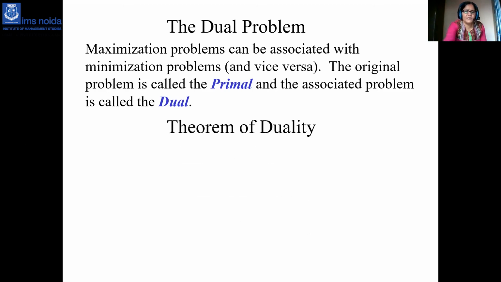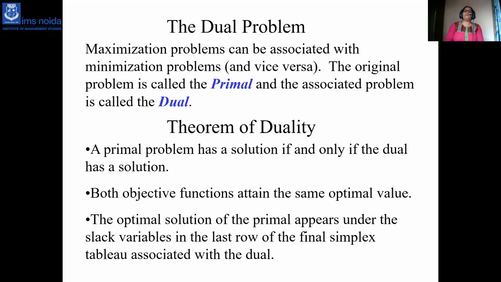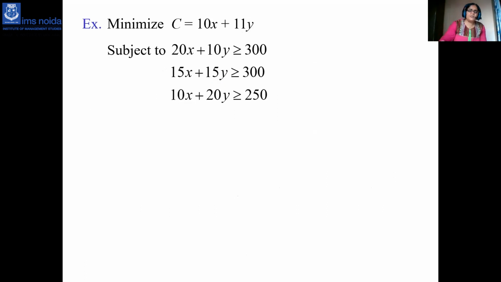Theorem of duality. What is the meaning of duality here? A primal problem has a solution if and only if the dual problem has a solution. If the dual has a solution, then the primal problem has a solution, and once the primal problem has a solution, then the dual will have a solution. Both objective functions attain the same optimal value. The optimal solution of the primal appears under the slack variables in the last row of the final simplex table associated with the dual. So both are interrelated with each other. Whatever we are doing so far is the primal problem; we have not done the dual problem. After solving the primal problem, we can introduce the dual problem.